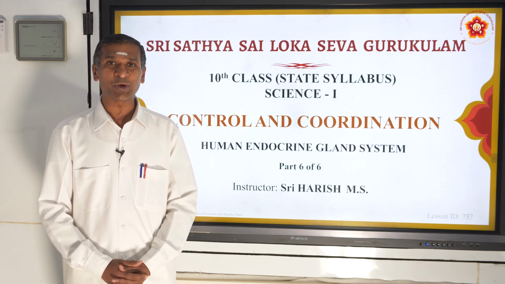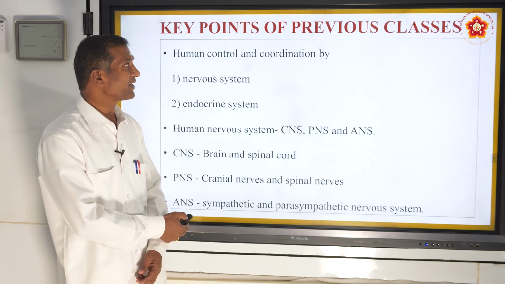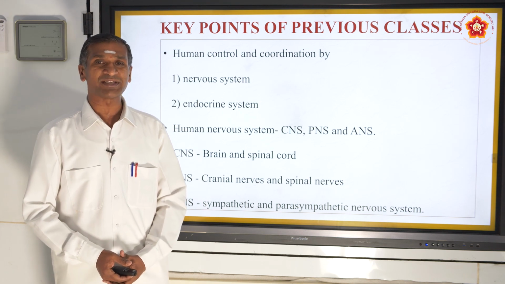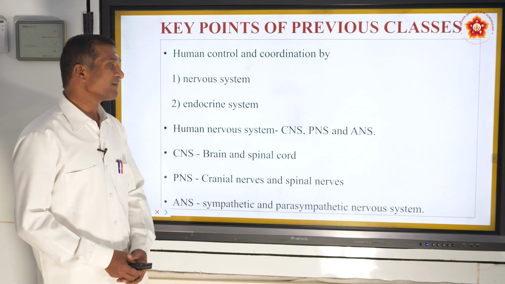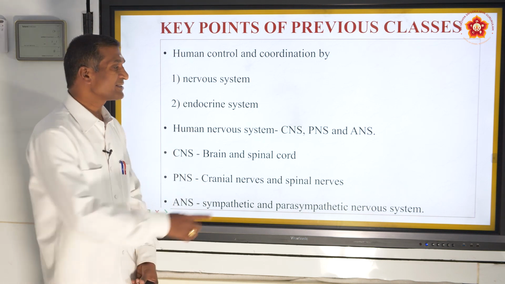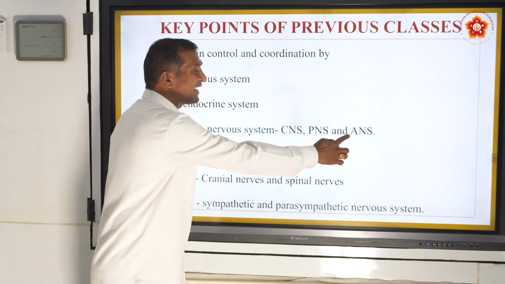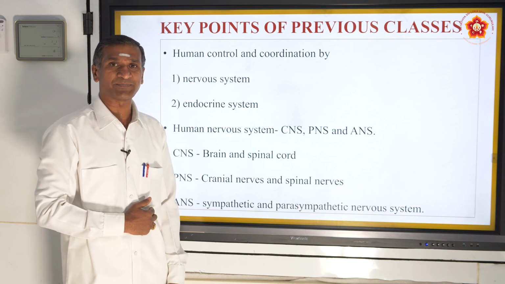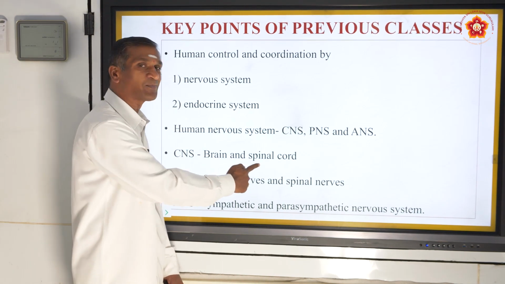Before we move on to the human endocrine gland system, let us recap our previous class main points. In our previous classes, we understood about the human control and coordination by 2 systems in the body. One is the nervous system and the other is the endocrine system. The human nervous system, for our better understanding, we divided into 3 subdivisions. They are the CNS, the central nervous system, the PNS, the peripheral nervous system, and the ANS, the autonomic nervous system. Under the CNS, we understood in a brief way about the brain and the spinal cord.